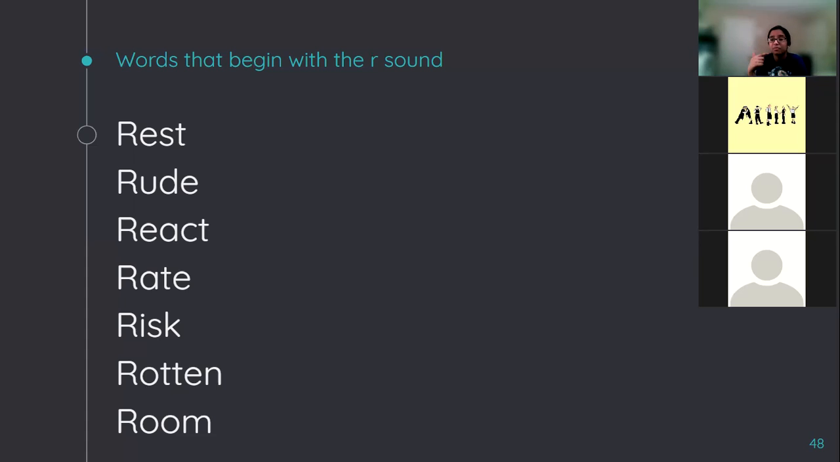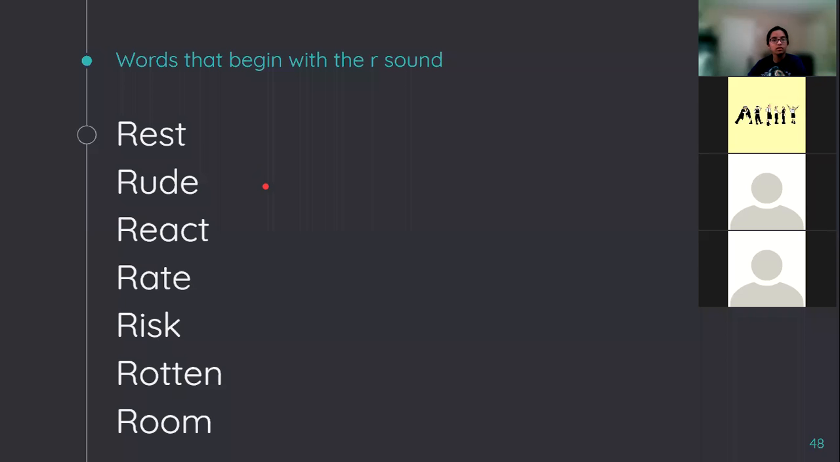It's like blocking the air from your mouth. You still want the air to flow. So when you roll your tongue, you want your tongue to barely touch the roof of your mouth. So it's R, R. Okay. That's how we're making the R sound.